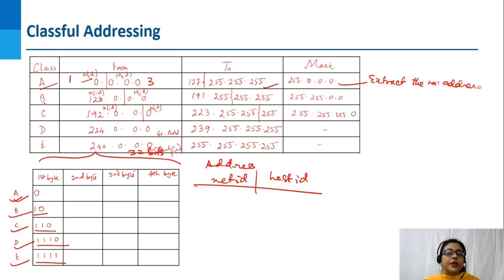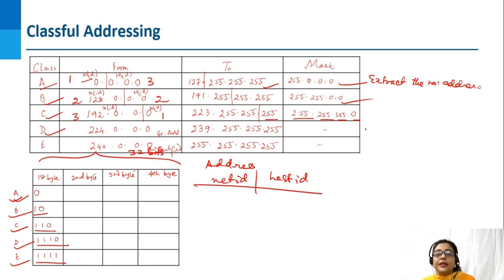Next, we turn our attention to class B addressing. You see here, class B addressing consists of 2 bytes of net ID followed by 2 bytes of host ID. It starts from 128.0.0.0 to 191.255.255.255. And the masking is 255.255.0.0. For class C, there are 3 net ID bytes and 1 host ID byte. Starts from 192.0.0.0 to 223.255.255.255. And the masking is 255.255.255.0.